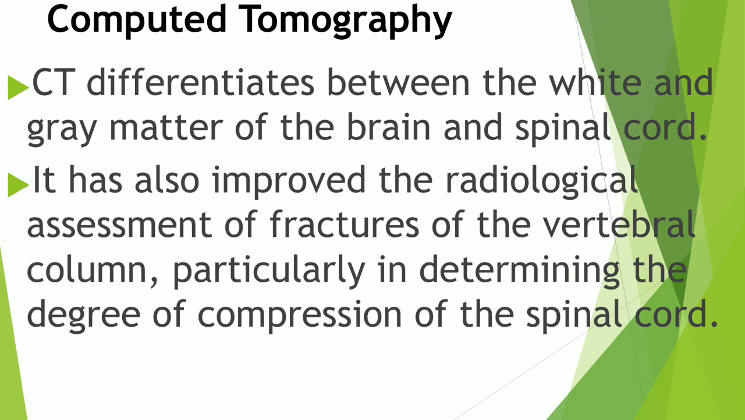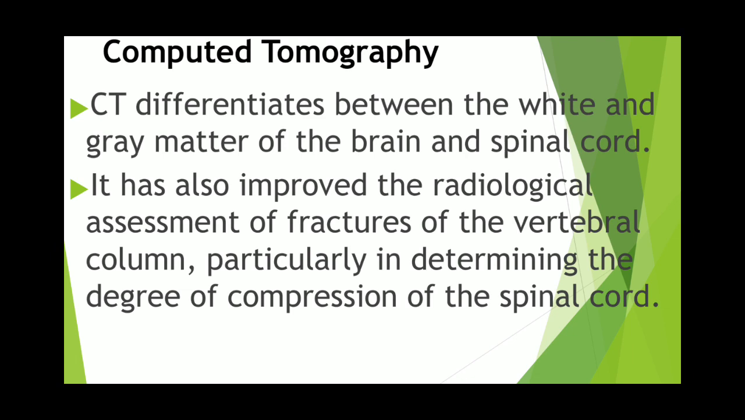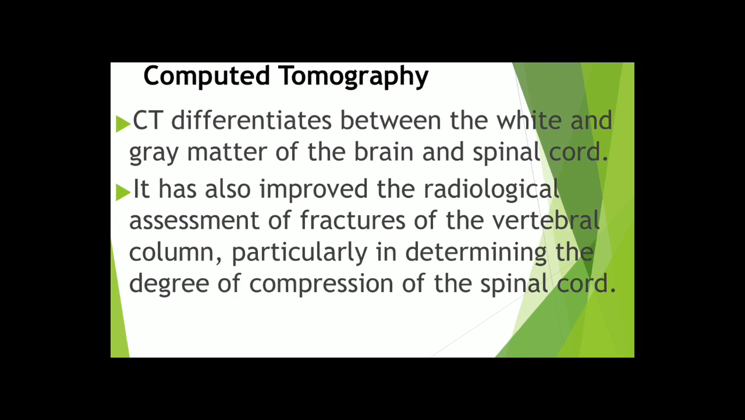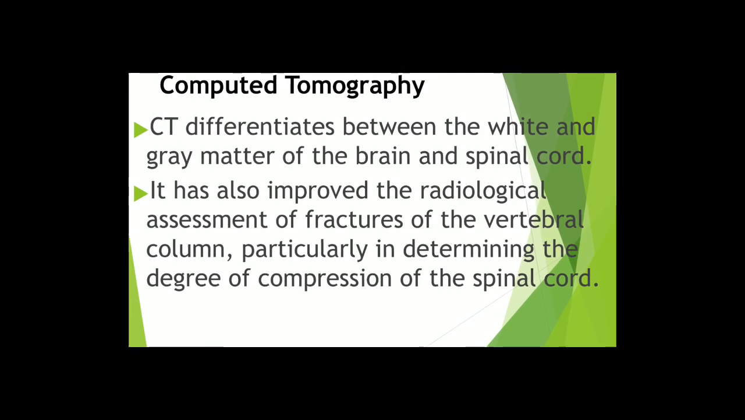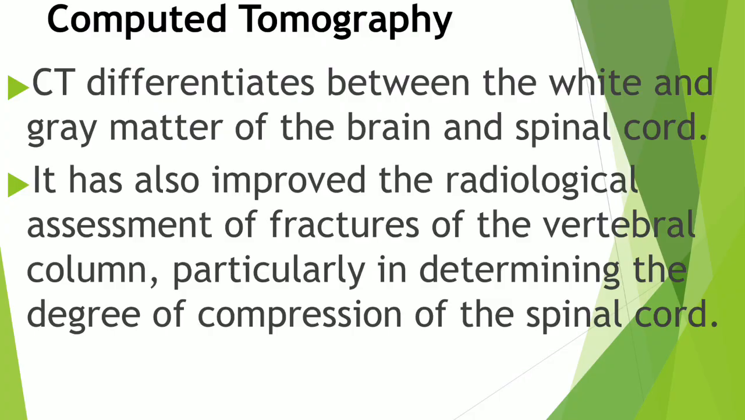With computed tomography, you can see the white and gray matter of the brain and spinal cord clearly. So when you want to see the white and gray matter of the spinal cord, you might need to do computed tomography. It helps you to see clearly. Also, when you have some fractures of the vertebral column, you might want to do computed tomography to see if there is compression of the spinal cord, or if the spinal nerves are affected.